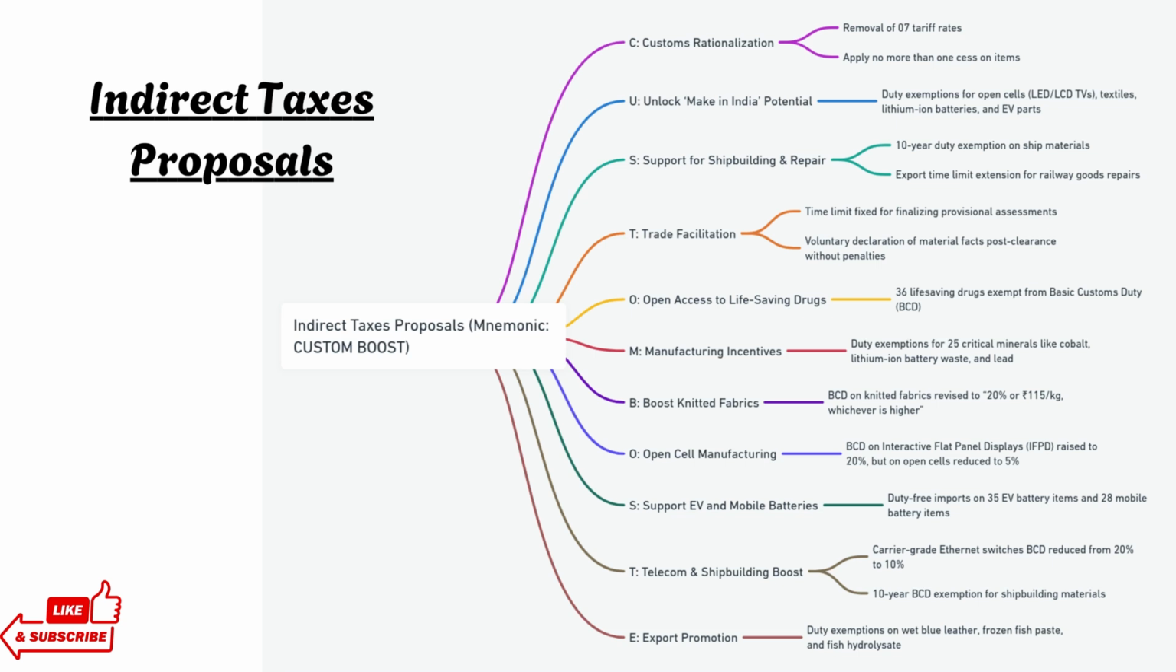To help you remember the key points, just think of the mnemonic custom benefits. Let's break it down. 1. Rationalization of customs tariff structure. C says simplification. The government has removed 7 tariff rates, simplifying the entire customs structure.